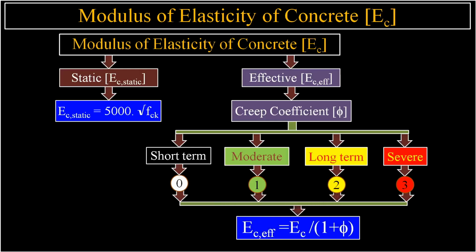Regardless of the creep level, the effective modulus of elasticity is calculated by dividing the static modulus, EC, by 1 plus the creep coefficient, phi. This formula, ECEFF equals EC divided by 1 plus phi, shows that as the creep coefficient increases, the effective stiffness of the concrete decreases significantly over time. Now let's move to the next slides to discuss how we calculate the required IEFF, or effective moment of inertia of a column section.